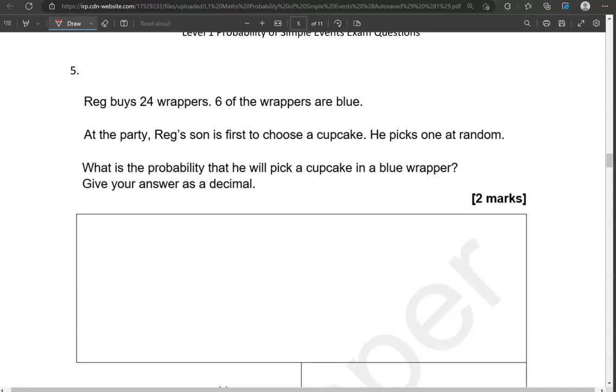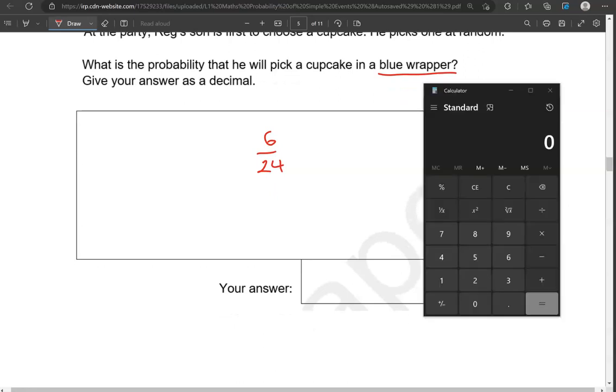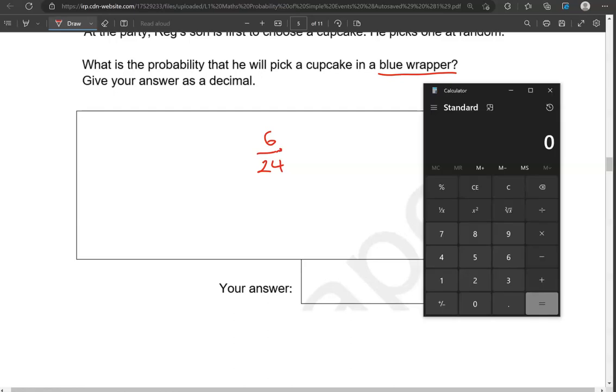So we're looking for blue wrappers, and it's 6 of them, and that is out of 24. So writing this as a decimal, we know that this fraction line here means division. So 6 divided by 24 is 0.25.